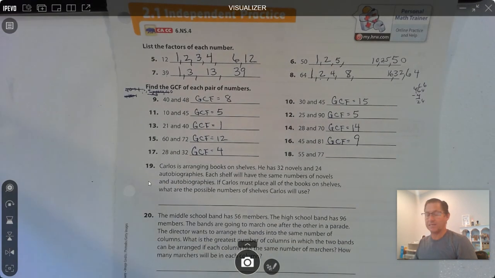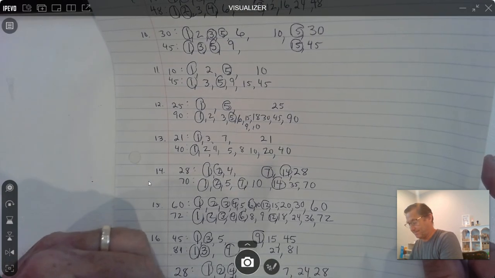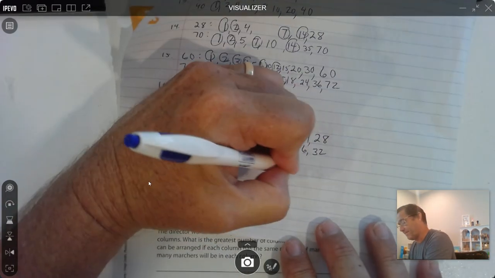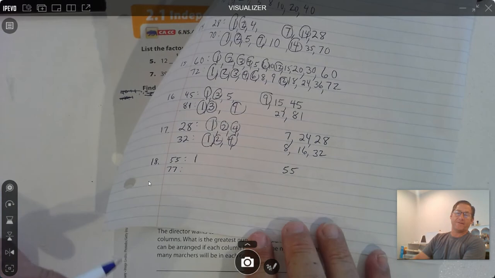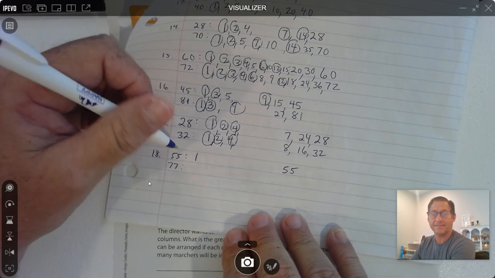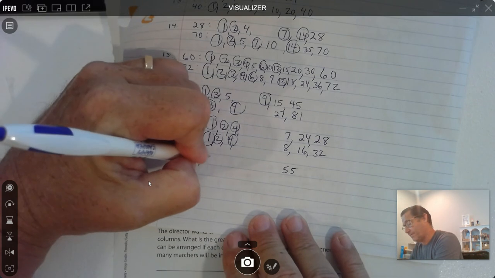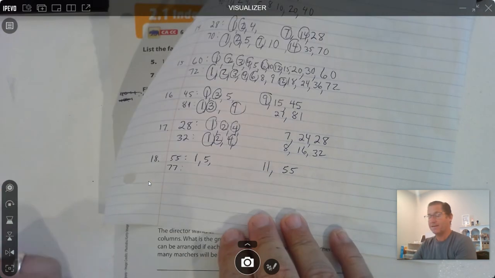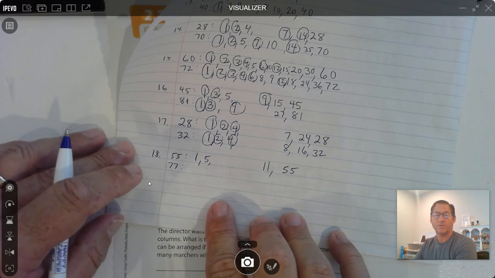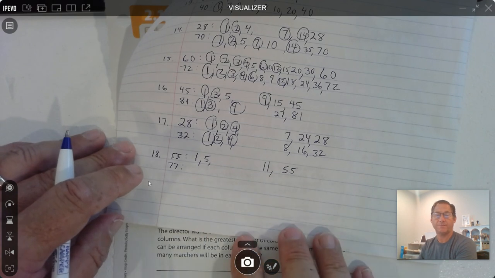And 18, the greatest common factor of 55 and 77. Factors of 55: 1 and 55. 2 is not a factor, it is not an even number. 3 is not, because 5 plus 5 is 10. 10 is not divisible by 3. 4 will not work, it's not an even number. 5 will work, 5 times 11. 6 will not work, because 2 and 3 are not factors of 55. 7 will not work, 8 will not work, 9 will not work. These are the only factors of 55.